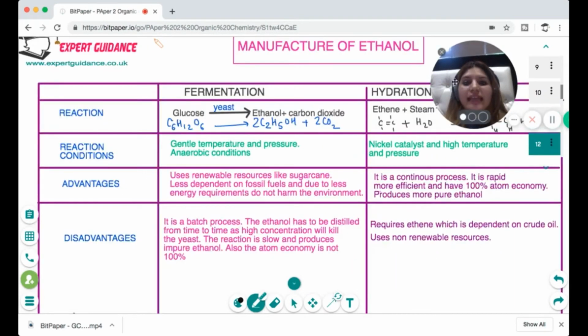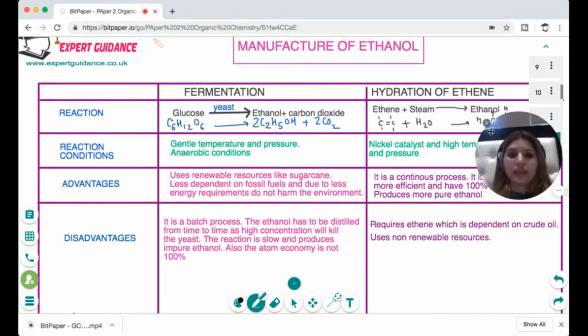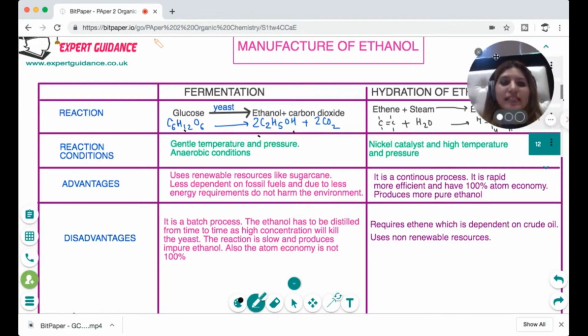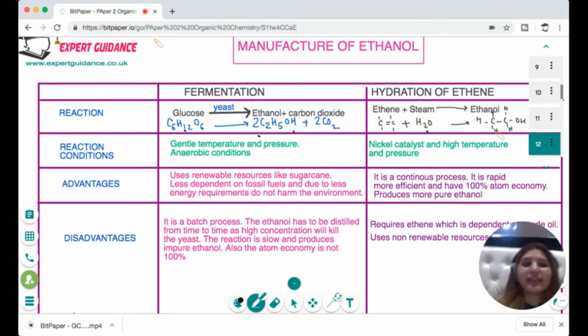Okay, next is very important, manufacture of ethanol. Now, ethanol is an alcohol which we get either by fermentation of glucose, that is anaerobic respiration of glucose, or, as we have just seen, when you take ethene and pass it through water, you get ethanol. So that is hydration of ethene. Hydration of ethene requires a catalyst and a high temperature and pressure, whereas for fermentation, we require gentle temperature and pressure. The advantage of fermentation is, since you're using glucose or plant-based sugar products, this reaction uses renewable resources, so it is less dependent on fossil fuels, does less harm and has lower energy requirements.